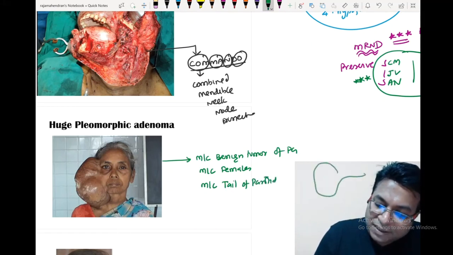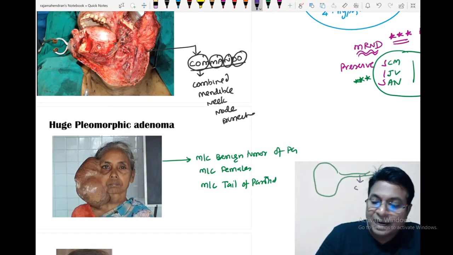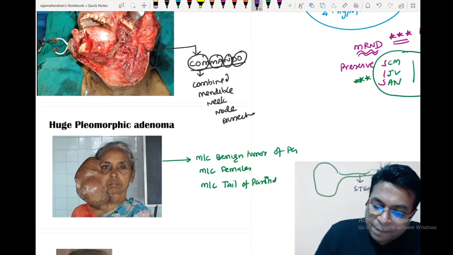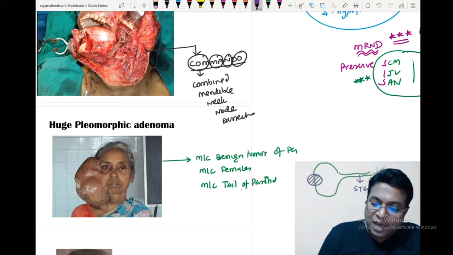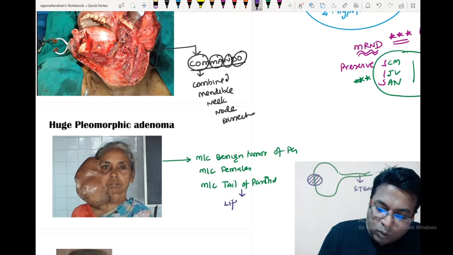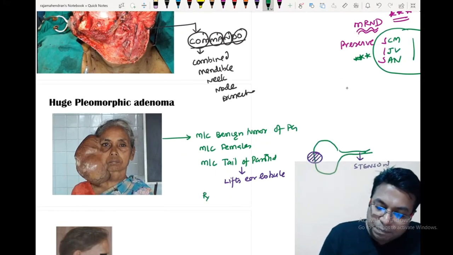This is the parotid gland. This is the parotid duct. I hope you know the name of the parotid duct: it is known as Stenson's duct. The pleomorphic adenoma arises from the tail of the parotid gland like this, and therefore it lifts the ear lobule. Treatment is parotidectomy. It needs parotidectomy.